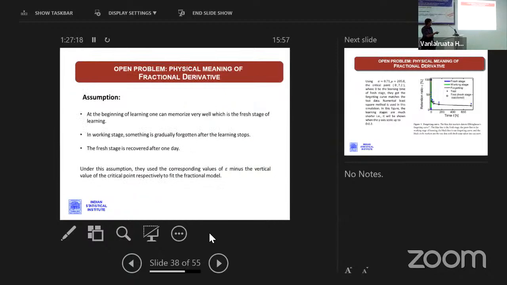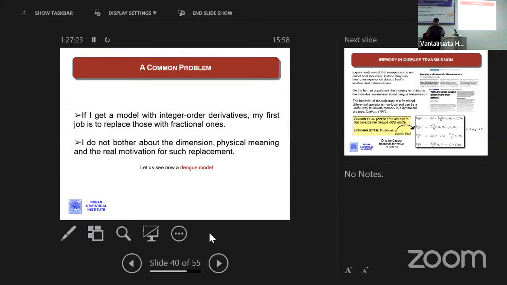Okay, so I'm giving a very serious opinion about the people who are working on fractional differential equations. What I found, and I will show you, is this: if I have an ordinary differential equation model, as you have seen since morning, the models I am giving are ordinary differential equation models. Most of the people take a model I have, and modify it.